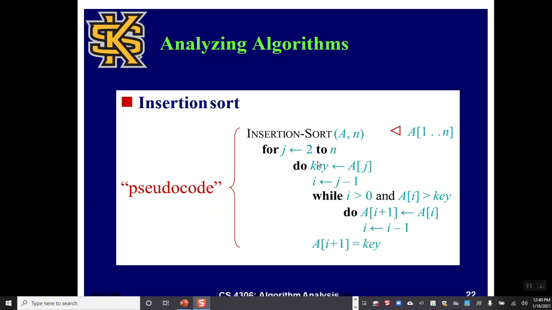Remember the main difference between pseudocode and actual code: in pseudocode we usually start the array index with 1, but in actual program code in most languages we start the array index with 0.